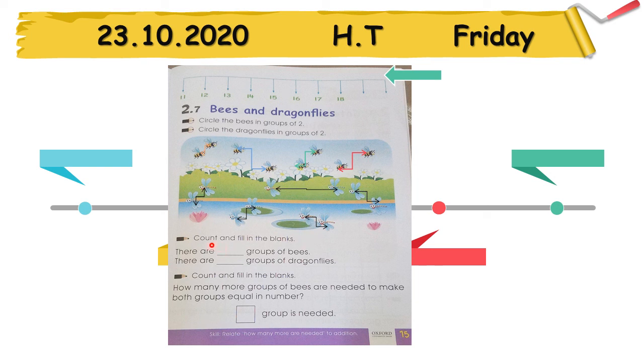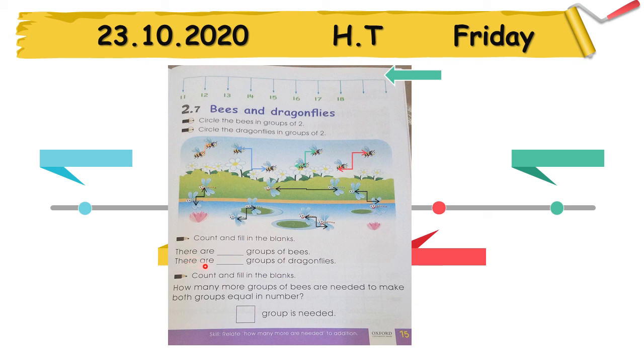Now come down, count and fill in the blanks. There are dash groups of bees. How many circles have you made? You need to count them. 1, 2, 3, 4. You made 4 groups. So you are going to write number 4 in the first blank.